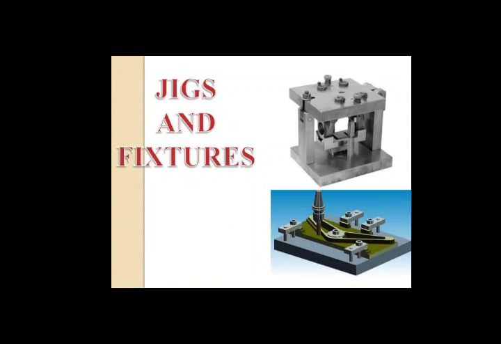Therefore, a drilling jig consists of the following elements according to the requirement: main body, locating elements, clamping elements, then tool guiding elements, positioning elements and indexing elements. So these are the 6 main elements of the drilling jig. Now, the design principles that are to be considered for drilling jigs are as follows.